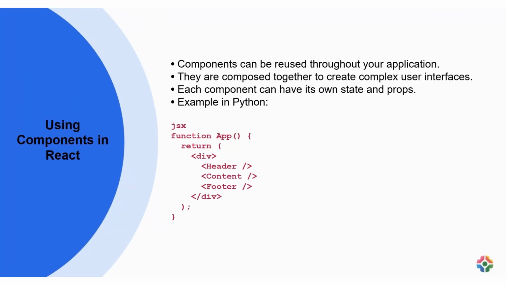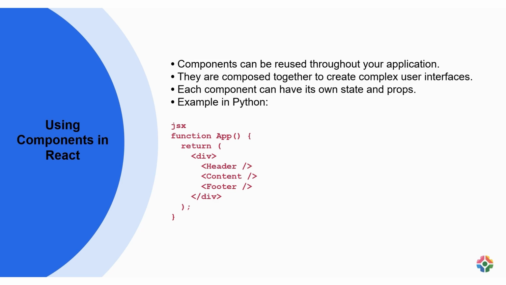Components in web development are essential building blocks of applications. They allow for code reusability and aid in constructing intricate user interfaces by combining smaller components together. Each component in a system can have its own state and props, enabling customization and dynamic behavior.